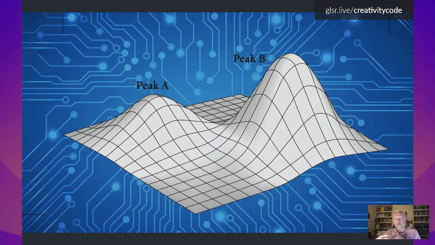So often we think we're at the peak, but that turns out in mathematics, we call this a local maximum. It's not actually the global maximum. There's actually another place which is even higher.